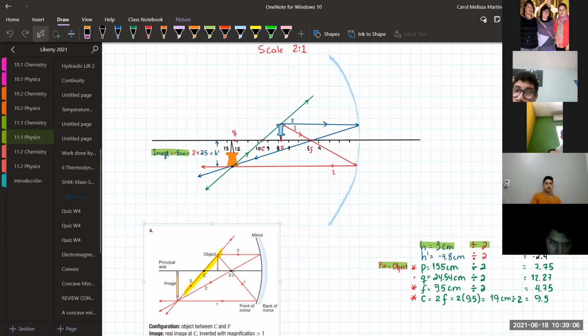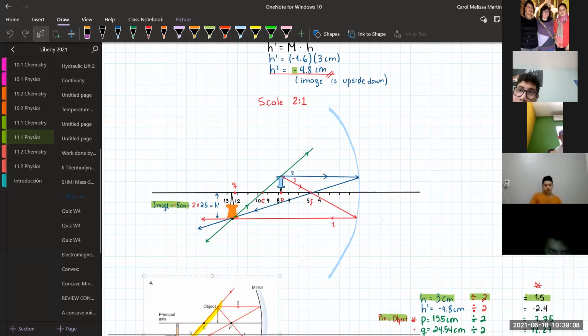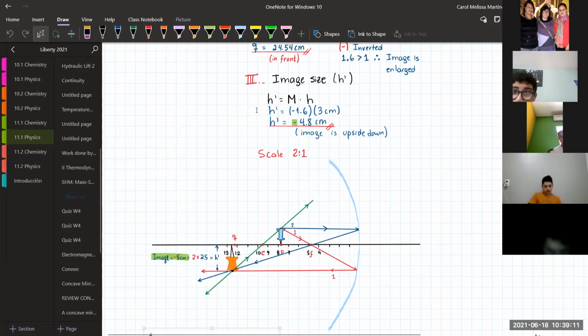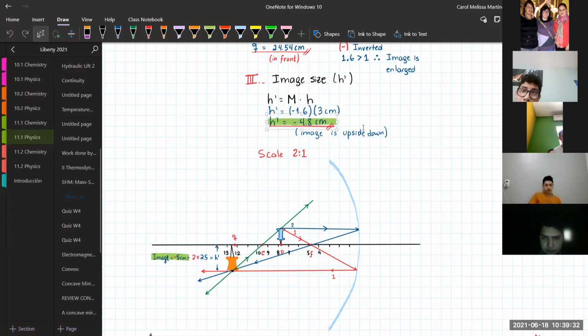Now, to compare if we have it correct, we're going to compare it against the image size that we got with the formulas. According to the formulas, the image size is 4.8 centimeters. The image that we obtained in the sketch is 5 centimeters, even though it's not exactly 4.8, we say that it is accurate. And with this, we confirm that what we did is correct.